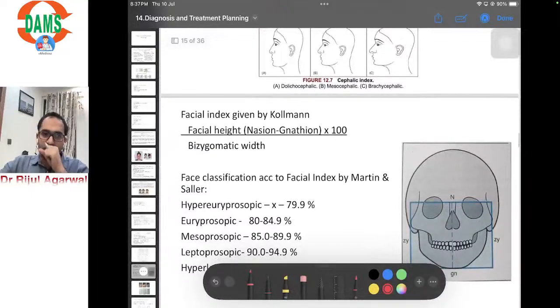Next comes facial index. So it was given by Kollmann. Again this name, Kollmann index, became popular. So it is the ratio of facial height divided by the bizygomatic width, into 100. The facial height is from Nasion to Menton.